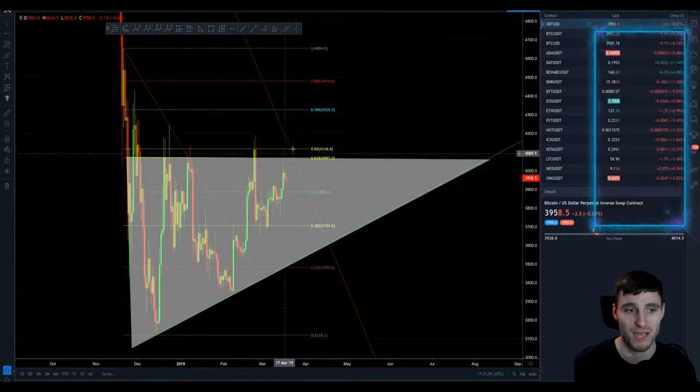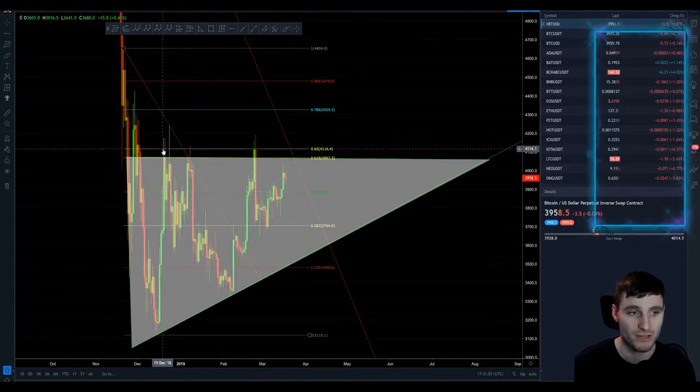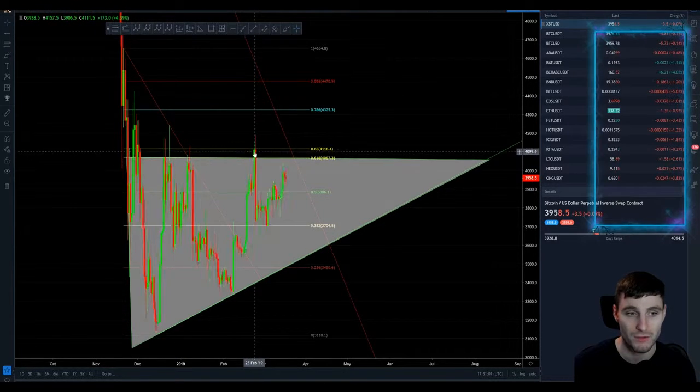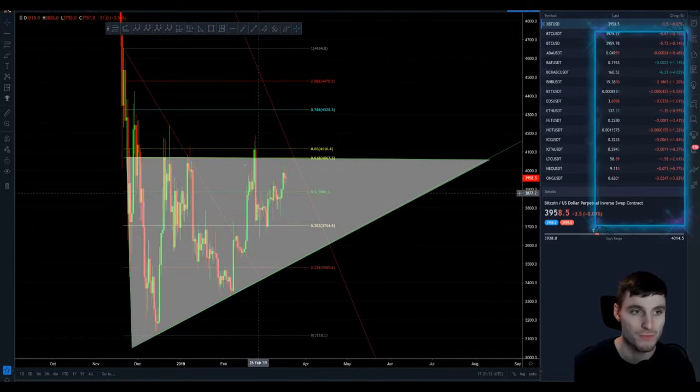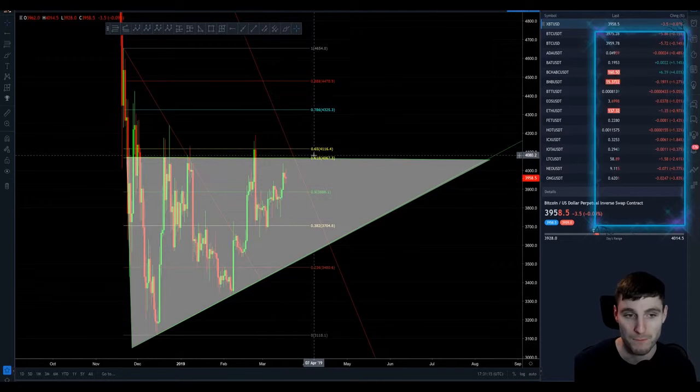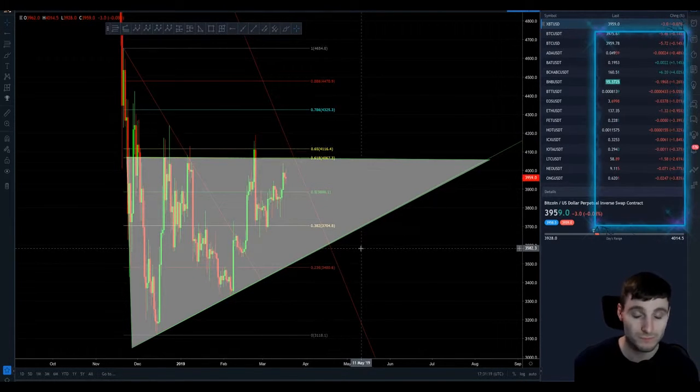The clear resistance that we have at this golden pocket, you can just see, wick above, but then literally the next day, flush straight down below. Bulls are obviously going to want to try and break above the 618 and then start forming some higher lows above this.